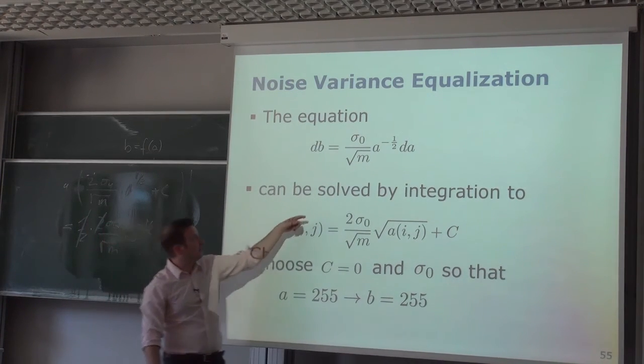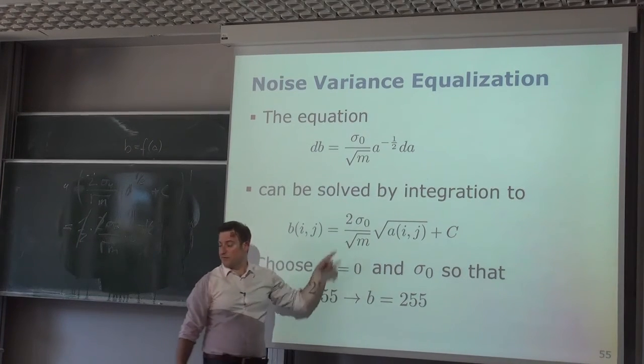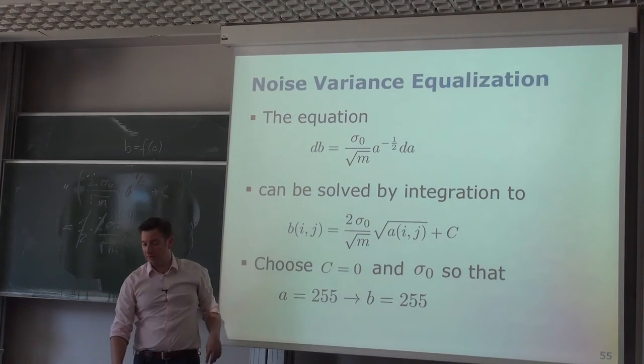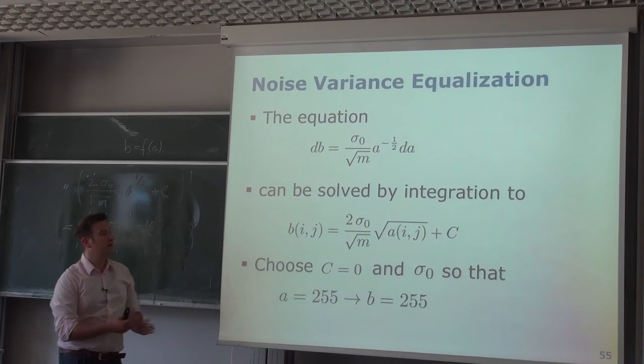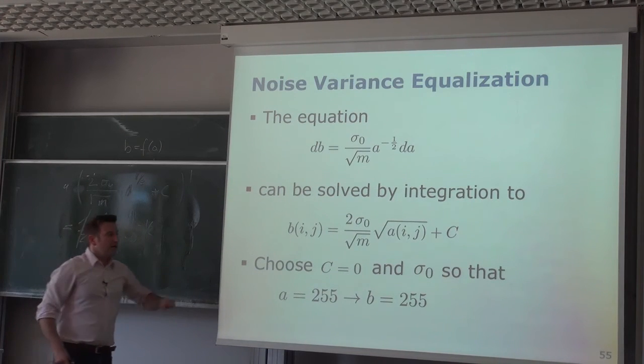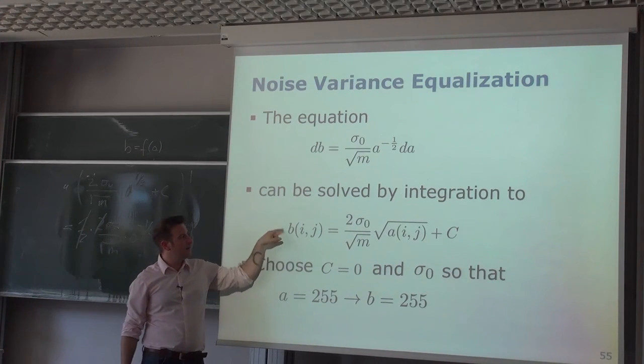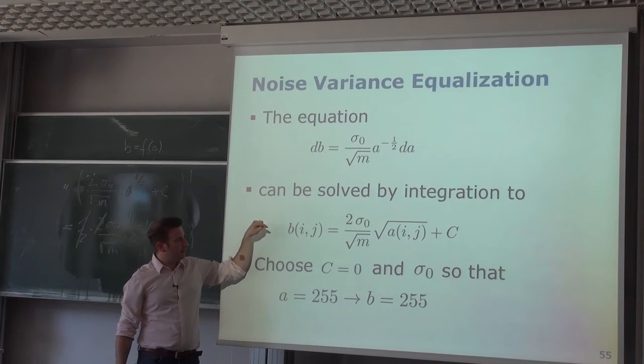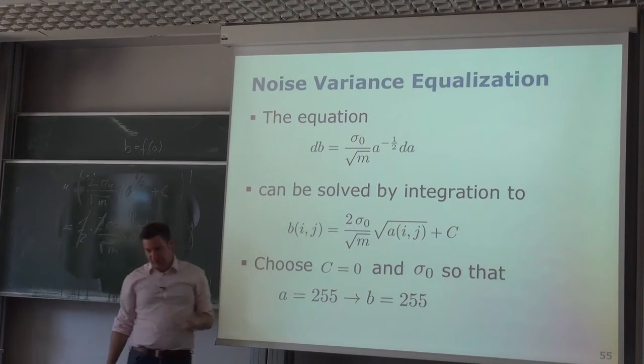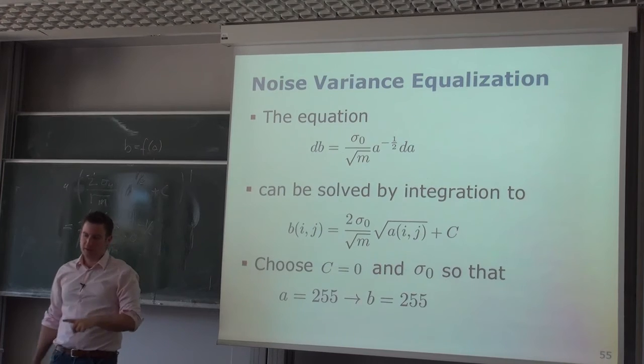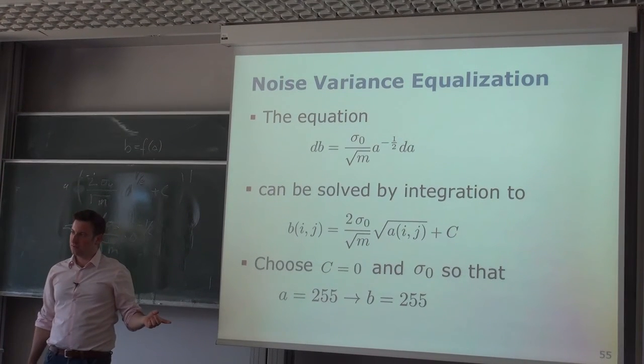So this means this is the first derivative of this function. Therefore, this is the integral of this function over there. Okay, and now I have a transformation from one image to another image.